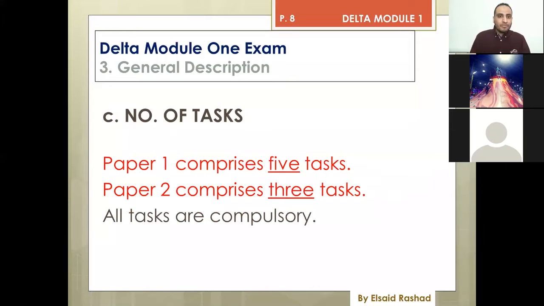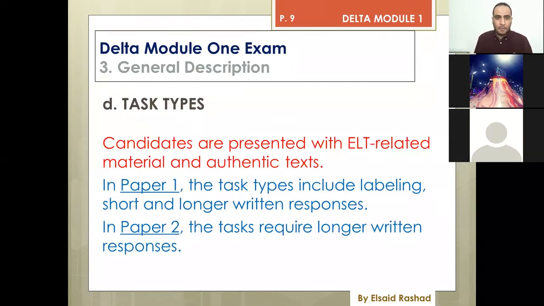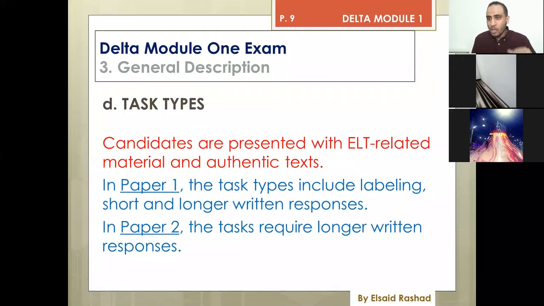All right. The number of tasks, we already talked about this, 5 plus 3, all in all 8 tasks, and they are all compulsory. You need to do all of them, okay? Otherwise, you will lose marks. The task types in paper 1 and paper 2, mostly all the tasks ask you to provide a long written response, except for task 1, where you just need to provide a short written response. We will go over the tasks in a while.